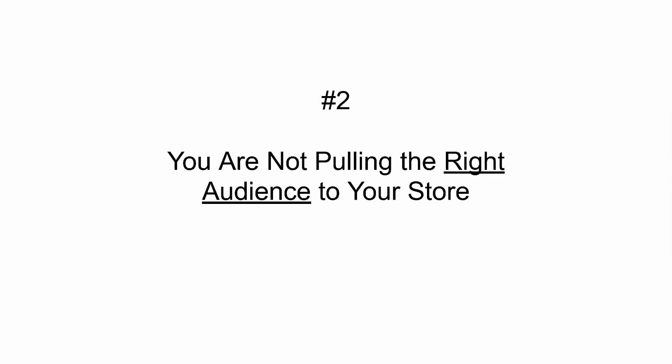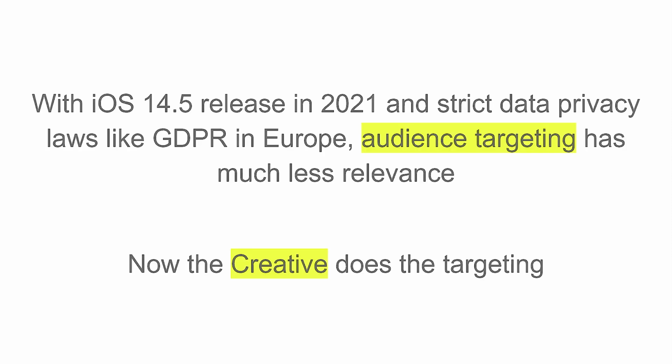The second mistake is that you are not pulling the right audience to your store. You need to remember that with iOS 14.5 released back in 2021 and a lot of data privacy laws like GDPR, audience targeting has become almost irrelevant. Now the creative is going to do all of your targeting. It is going to do all of the heavy lifting that interest targeting used to do way back in the days.